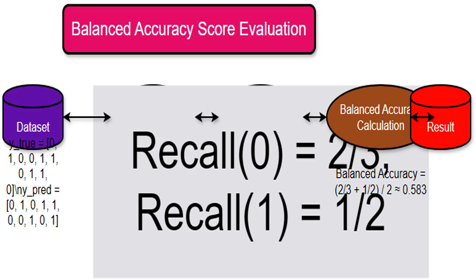Now let's calculate the recall for each class. Recall for class 0, negative, is the number of correctly predicted negatives divided by the total number of actual negatives. 4 divided by 4 plus 2, equals 2/3. Similarly, for class 1, positive, the recall is 2 divided by 2 plus 2, equals 1/2. Recall shows how well the model captures the actual positives or negatives.